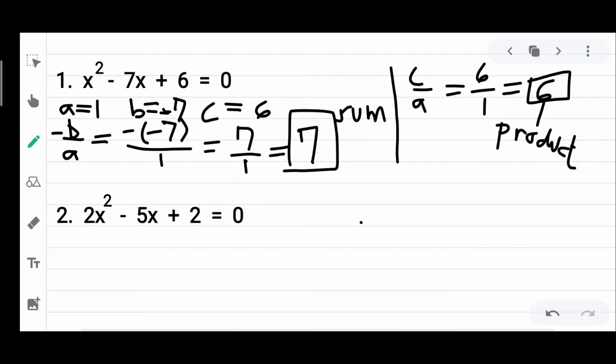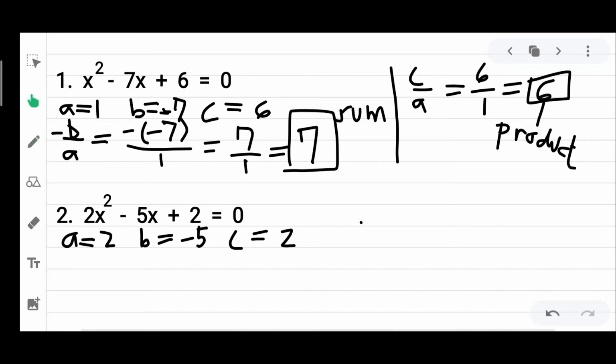So now, we have the second example. 2x squared minus 5x plus 2 equals 0. So first, hanapin muna natin yung mga values ng A, B, and C. Ang value ng A natin is 2. Value ng B natin is negative 5. Ang value ng C natin is positive 2.